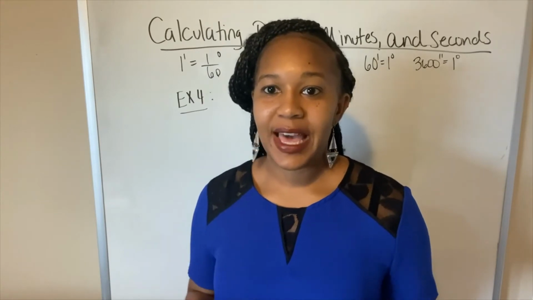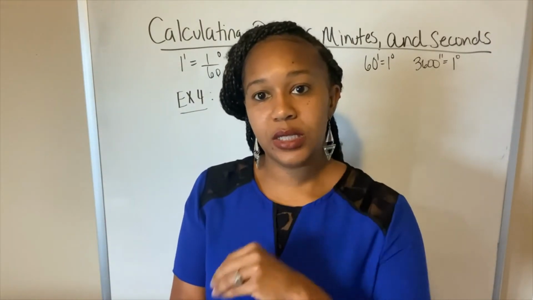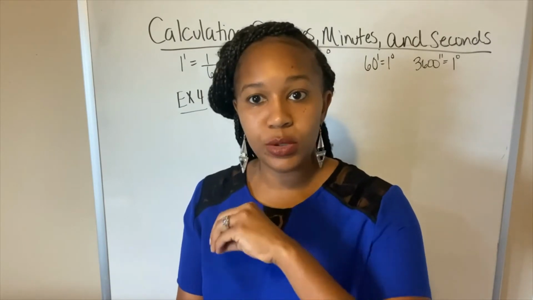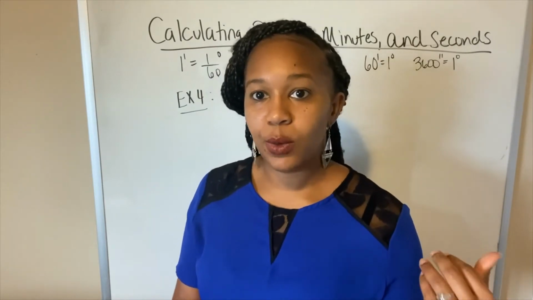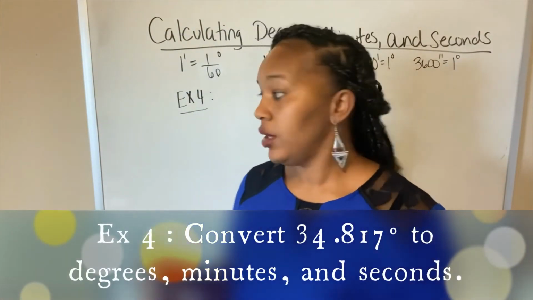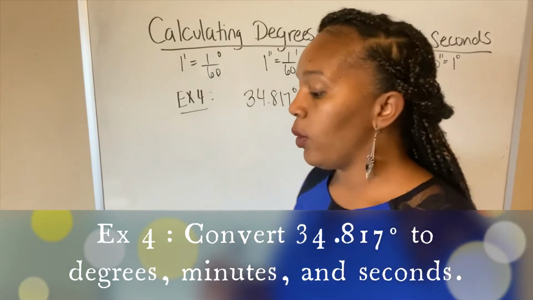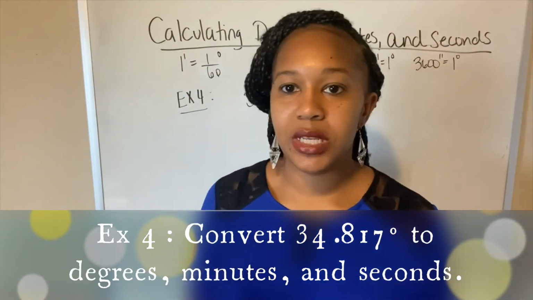Okay, now for this last example, what we want to do is we want to go backwards. So we went from minutes and seconds to decimal degrees. So now we're going to go from decimal degrees to minutes and seconds. So we want to convert 34.817 degrees. We want to convert that to degrees, minutes, and seconds.